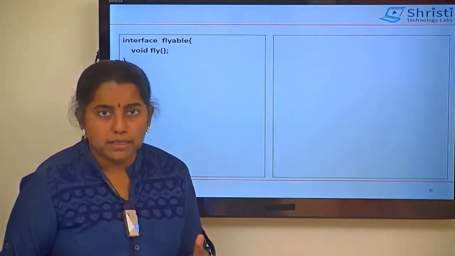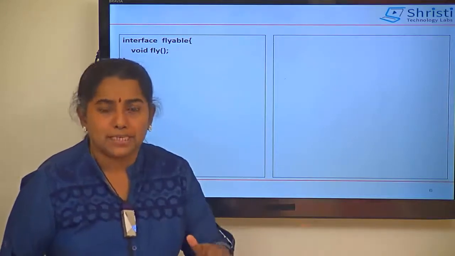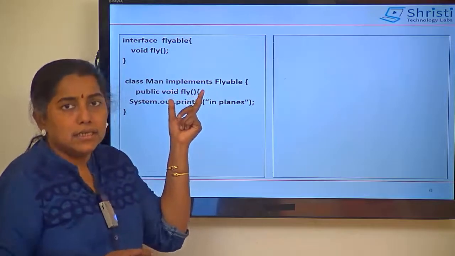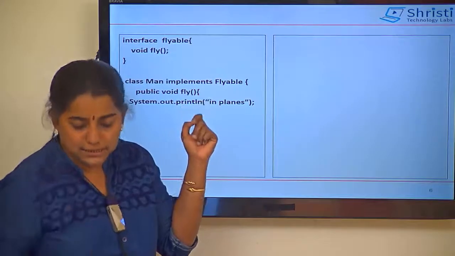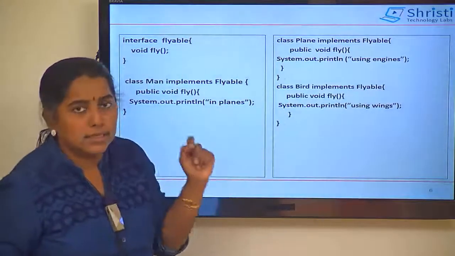I want to implement it. So I need to create classes to implement the abstract method. The keyword which we are using here is implements. In case of an is-a relationship, you use the keyword extends. This is for man, this is for plane, and the next one is for bird.